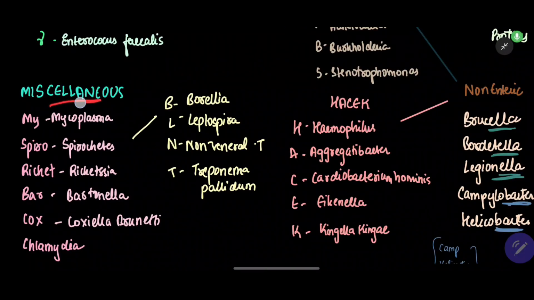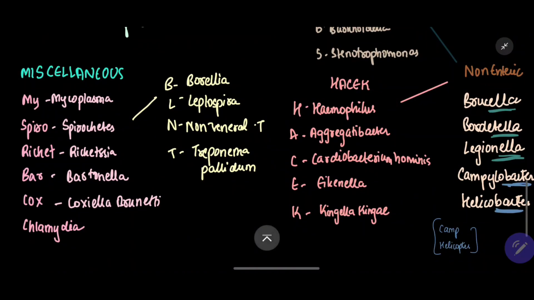At the end, we have our miscellaneous bacteria. Like I said, they do not take up the gram stain typically. That's why they're grouped as miscellaneous. So, how to memorize these? Mice, Spiro, Ricket, Bar, Cox, Chlamydia. Okay, keep on saying it. Mice, Spiro, Ricket, Bar, Cox, Chlamydia.